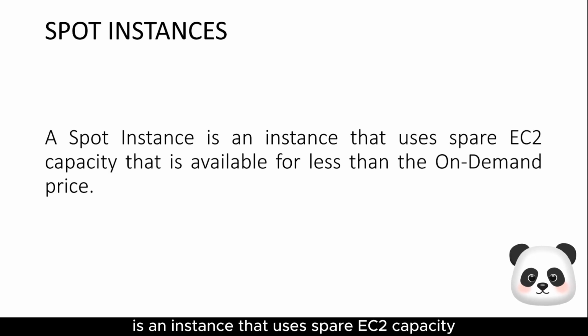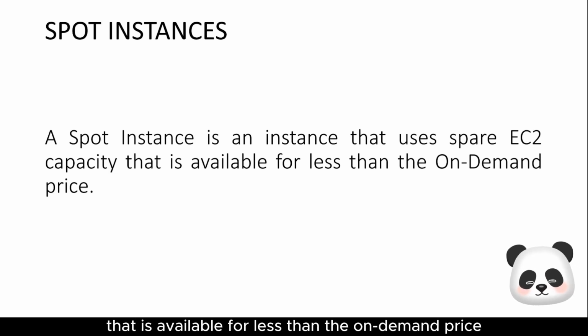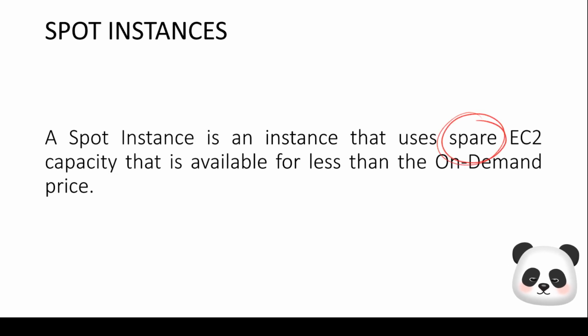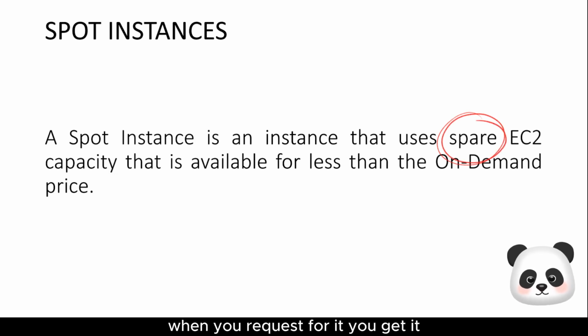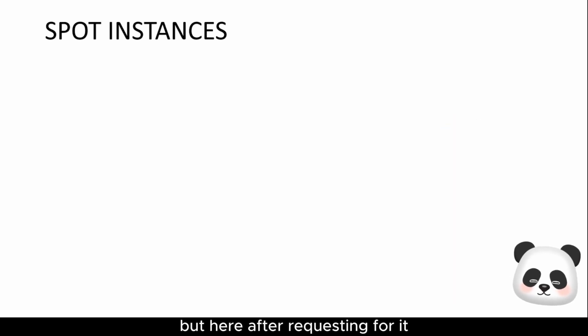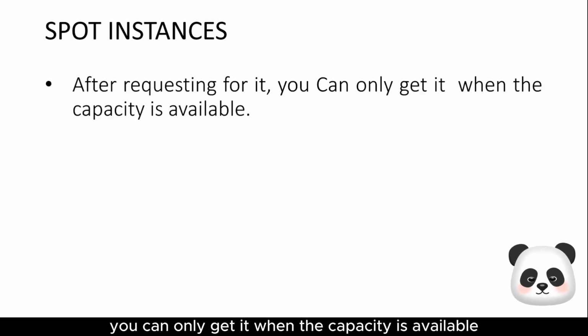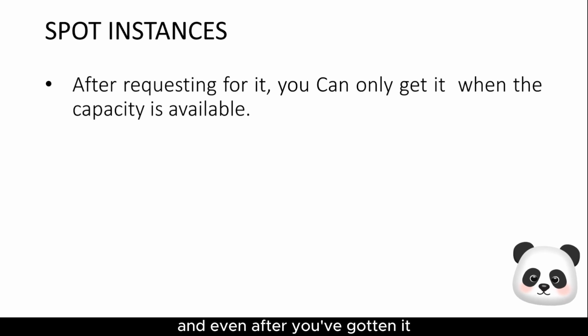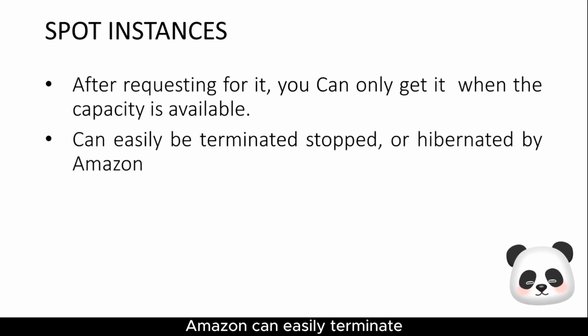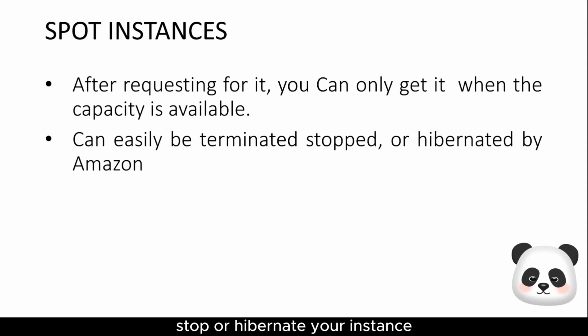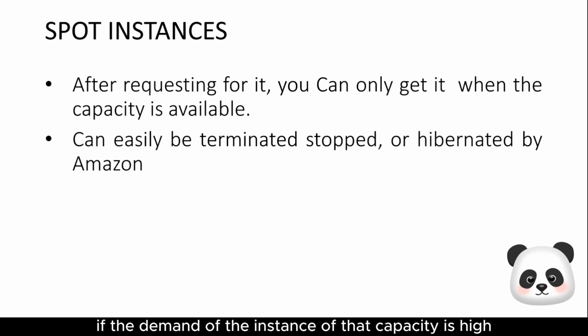A spot instance is an instance that uses spare EC2 capacity that is available for less than the on-demand price. Note the use of the word spare. In on demand, when you request it, you get it. But here, after requesting it, you can only get it when the capacity is available. And even after you've gotten it, Amazon can easily terminate, stop, or hibernate your instance, depending on what you specified when creating the spot request, if the demand for the instance of that capacity is high.